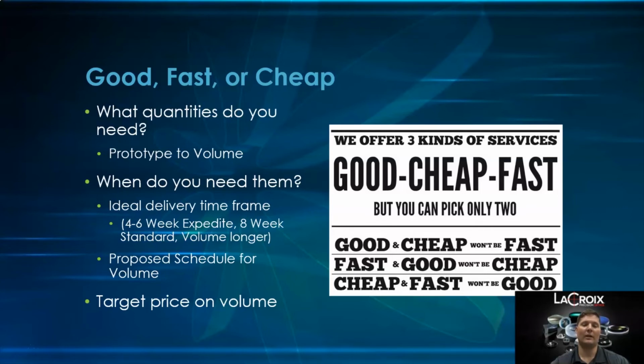And a big thing that can help in volume is having a proposed schedule. If you're ordering 1,000, do you need all 1,000 at the same time, or do you want them scheduled out over the course of 6 months? And then a target price on volume. Sometimes you may be expecting optics much cheaper than what we or your other manufacturer can produce, and so it's good to know up front if there is a target price, just so that way we can quickly tell you whether it's feasible or not.